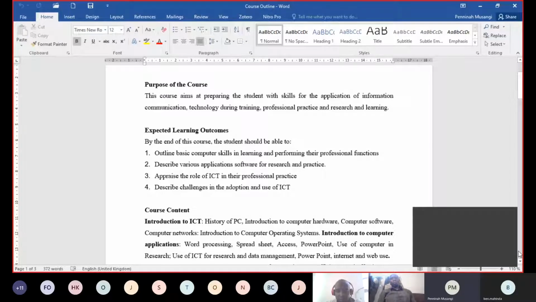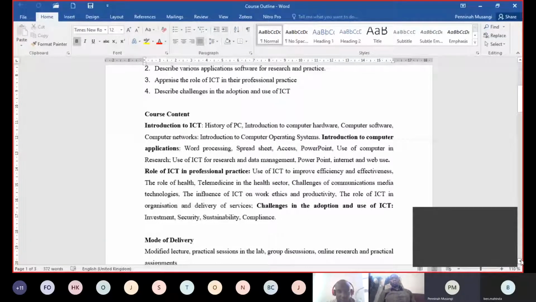So what are we going to cover? What is meant by course content? We are going to look at introduction to ICT, which you are starting today. Introduction to ICT will cover the history of computer, introduction to computer hardware, software, all the way to operating systems. The second major topic will be introduction to computer applications, which will look at all these applications. These are the ones whereby we are supposed to have practical or hands-on practice.